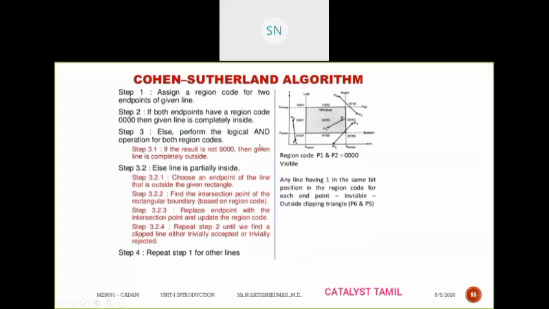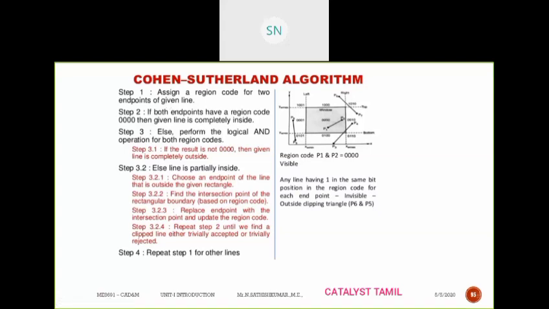As I told, we are having the TBRL code. The first step, step number one, is that we have to assign a region code of 4 digits for the two endpoints of the given line. Suppose it is a point, then it is one point. Suppose it is a line, then it is two points. Suppose it is a polygon, then it may contain multiple points.